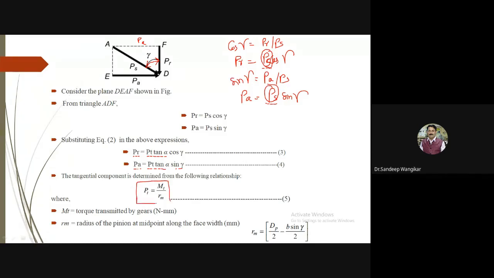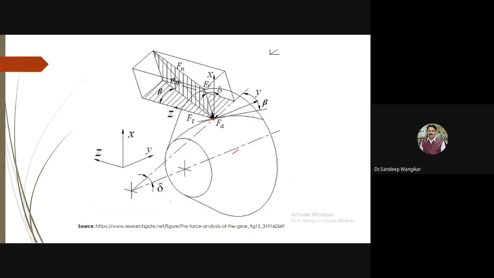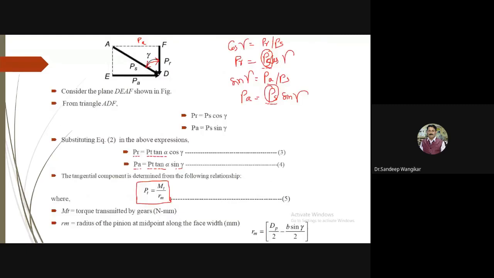So I can say here the tangential component can be determined by using the relation PT is equal to MT by RM. RM is the radius at midpoint. We have considered the force analysis at a particular point. If you refer to this diagram, it is neither at the smaller end nor at the larger end, it is at the midpoint. Therefore, RM is the radius at this midpoint. So we will calculate PT by using MT divided by RM, where RM is the radius of the pinion at midpoint.